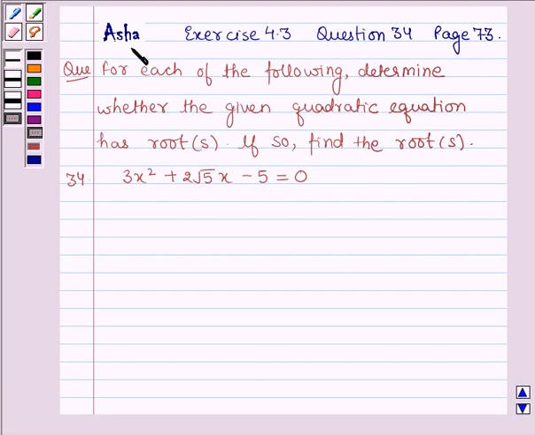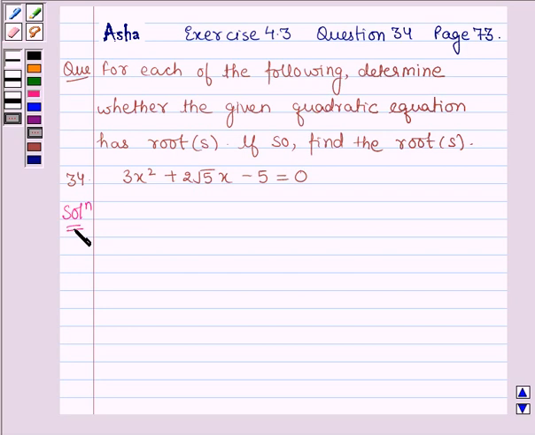I'm Asha and I'm going to help you with exercise number 4.3, question number 34 on page number 73. The question says, for each of the following, determine whether the given quadratic equation has roots. If so, find the roots. And the given quadratic equation is 3x square plus 2 root 5x minus 5 is equal to 0.